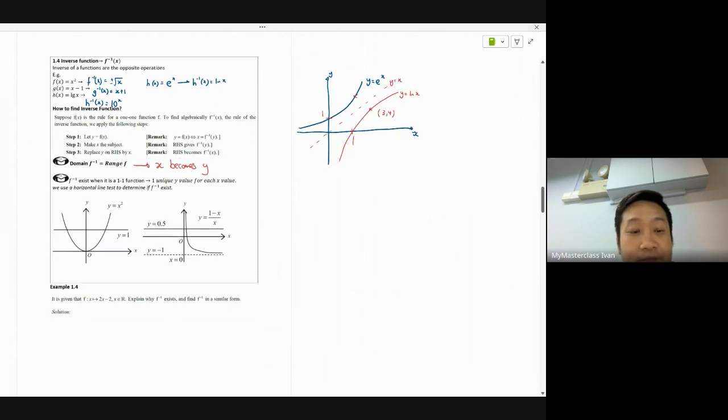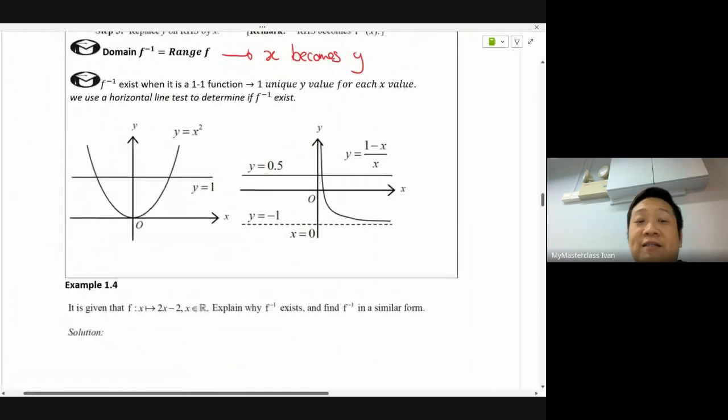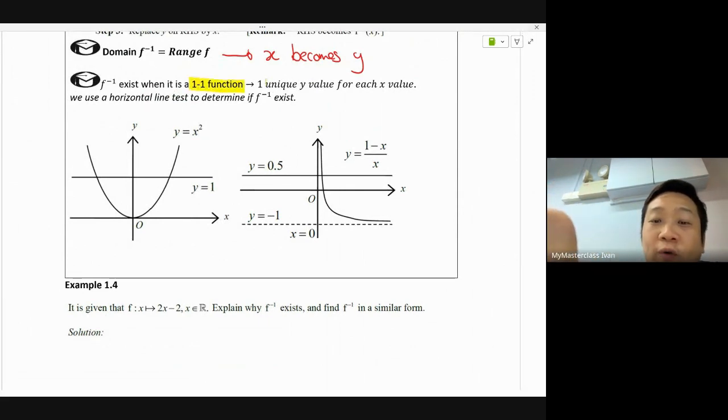Now f inverse can only exist if it is a 1-1 function. What is a 1-1 function? It means there is one unique y value for each x value.